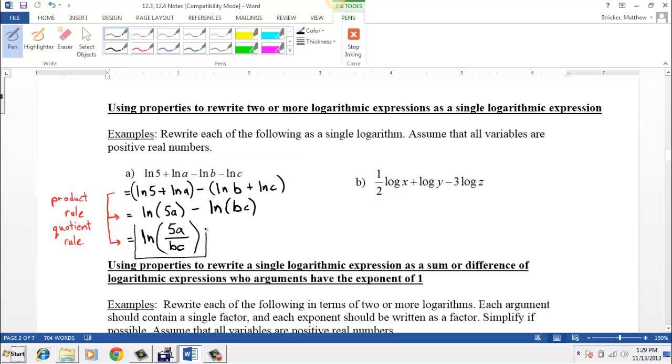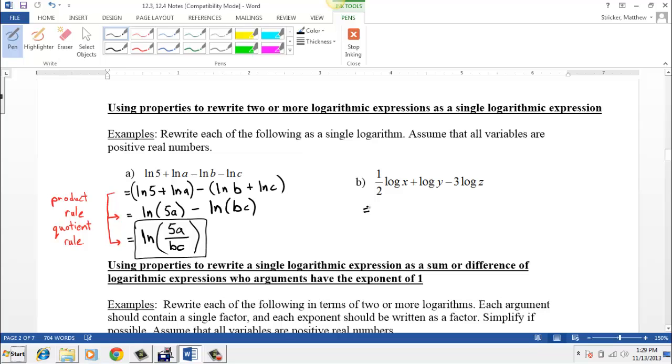This is kind of a lengthy process here. We went through 1, 2, 3 steps to get to our final answer. Now if we look back at what we started with, I would argue that once we know how these things work, we can skip these first 2 steps. Notice the ln of 5 and ln a, the 2 positive logs, the 5 and the a are both up top, and then the 2 negative logs, their arguments b and c are in the denominator. So once you've seen one of these, we could try this again.